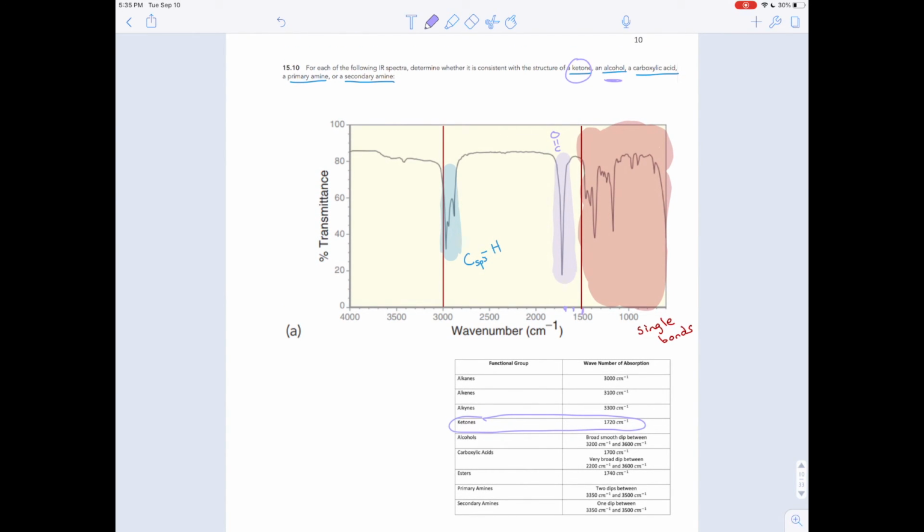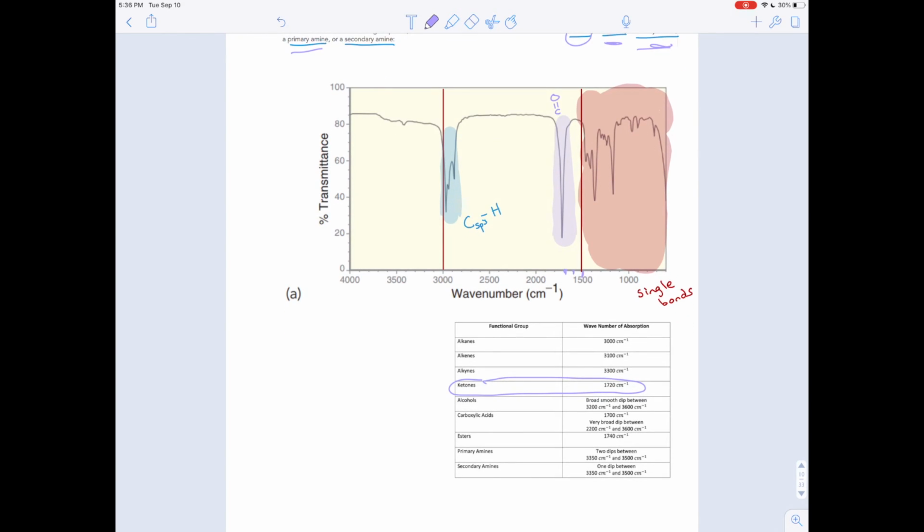We know it's not an alcohol because an alcohol would have a smooth absorption between 3600 and 3200. We know it's not a carboxylic acid because a carboxylic acid would have that ginormous absorption that takes up like a third of the spectrum in addition to having this. And the ginormous absorption is representing the OH on a carboxylic acid. We know it's not a primary amine because both that and secondary amines absorb between like 3350 and 3500, and we don't really have anything significant there. So it's a ketone.